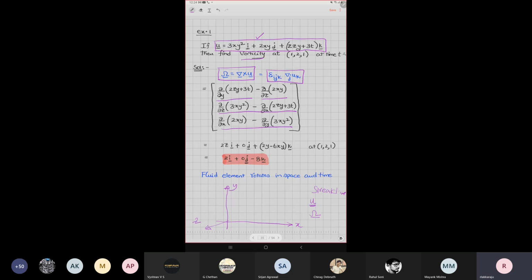If I calculate that and plug in the numbers at 1, 2, 1, x is equal to 1, y is equal to 2, z is equal to 1 location, we will end up with 2zi plus 0j plus 2y minus 6xyk. At the 1, 2, 1 location, the vorticity value is 2i plus 0j minus 8k.